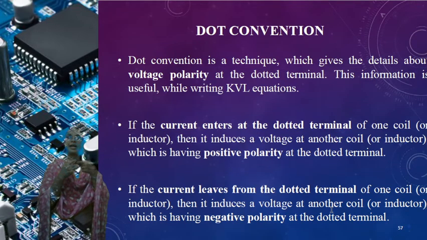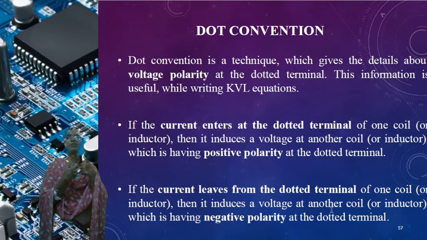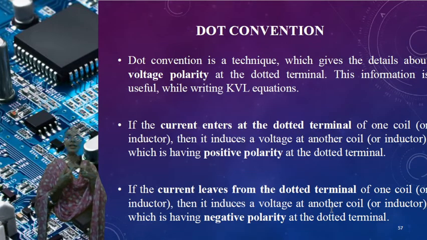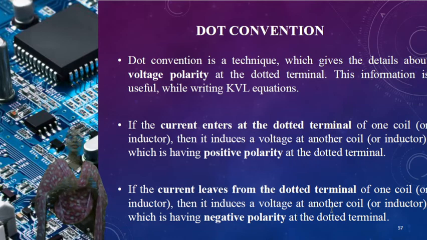So here, that current value, or whatever voltage is induced in that particular coil, we are going to take as positive. If the current is not entering at the dotted terminal, if the current passes through the coil and after that the dot comes, then that value we are going to take as negative. This is a very important theory in order to analyze coupled circuits.